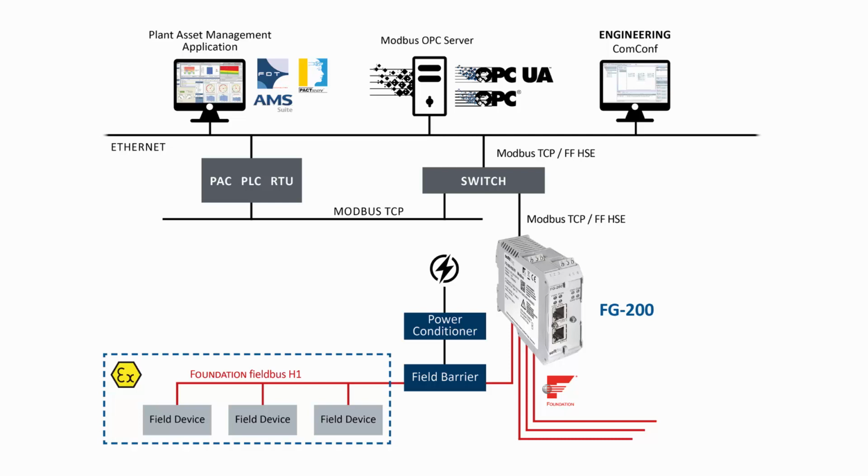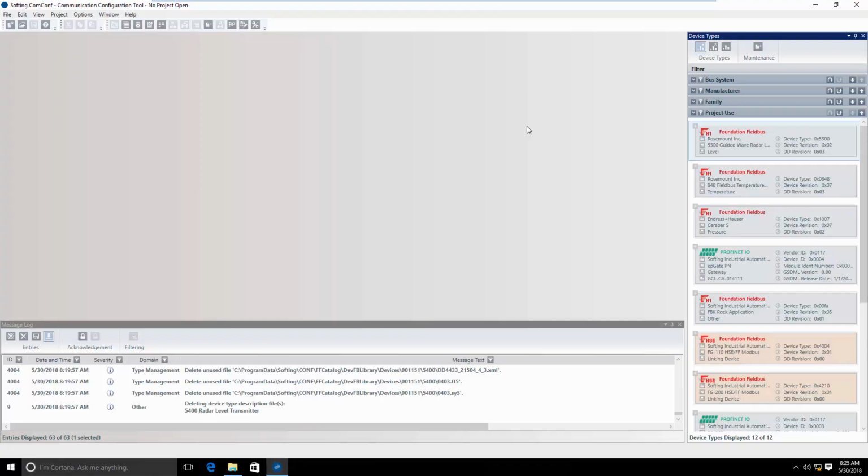In this video, we briefly introduce you to the maintenance of device types in the Communication Configuration tool. We will show you how to integrate and remove device descriptions. The device types that are defined by the device descriptions are maintained in the window Device Types. If the window is not visible, you can open it via the menu View, Device Types.